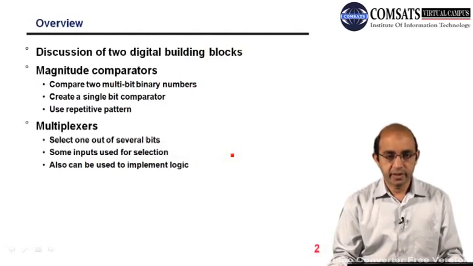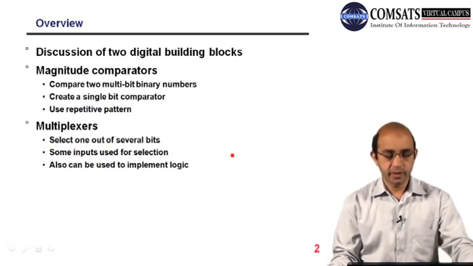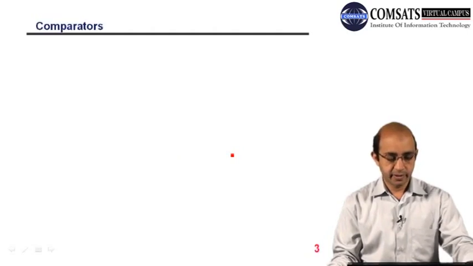First we will be discussing comparators. We will start from the 1-bit comparator, then we will move towards multi-bit comparators, or more than 1-bit comparators, right? And then we will study multiplexers, why we need multiplexers and how we normally use those multiplexers according to our requirement, right? So let's start.